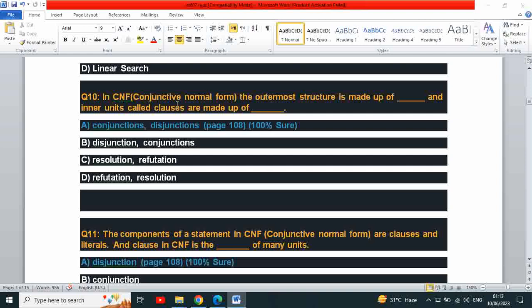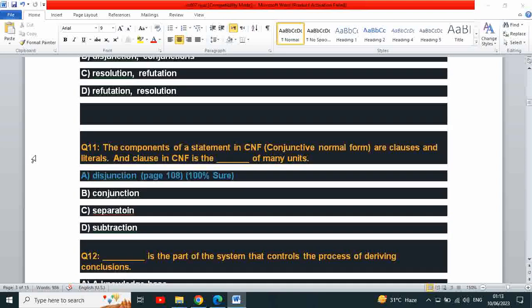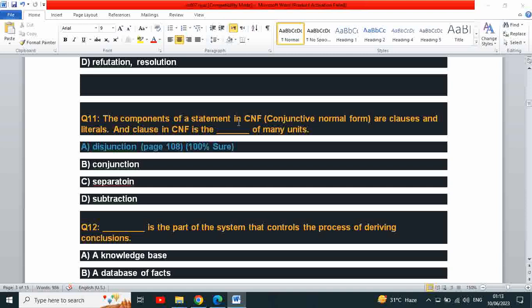In CNF, the outermost structure is made up of conjunction, disjunctions, and inner units called clauses are made up of. In CNF, the outermost structure is made up of conjunctions, and inner units called clauses are made up of disjunctions. The components of a statement in CNF are clauses and literals, and clause in CNF is disjunction of many units.